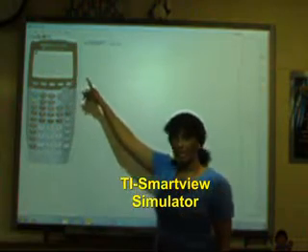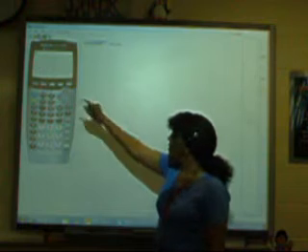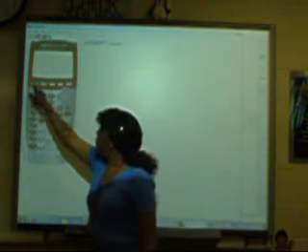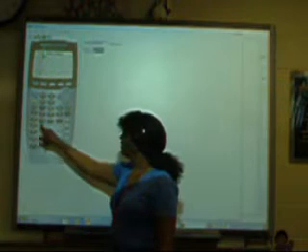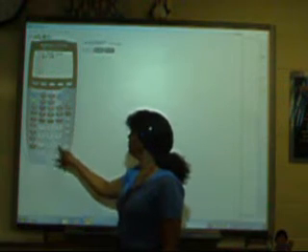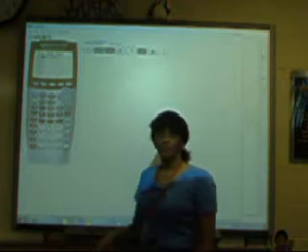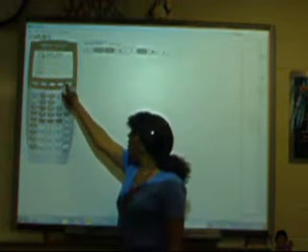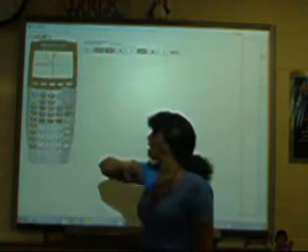So the first thing we need to do on our TI-84s, and we're going to use our TI SmartView simulator, is put in your quadratic equation. So let's go into the Y equals. Our quadratic equation is x squared plus 3x plus 4. Once you have that in, you want to hit graph so we can see the parabola form. Remember, a parabola is a U-shaped graph.